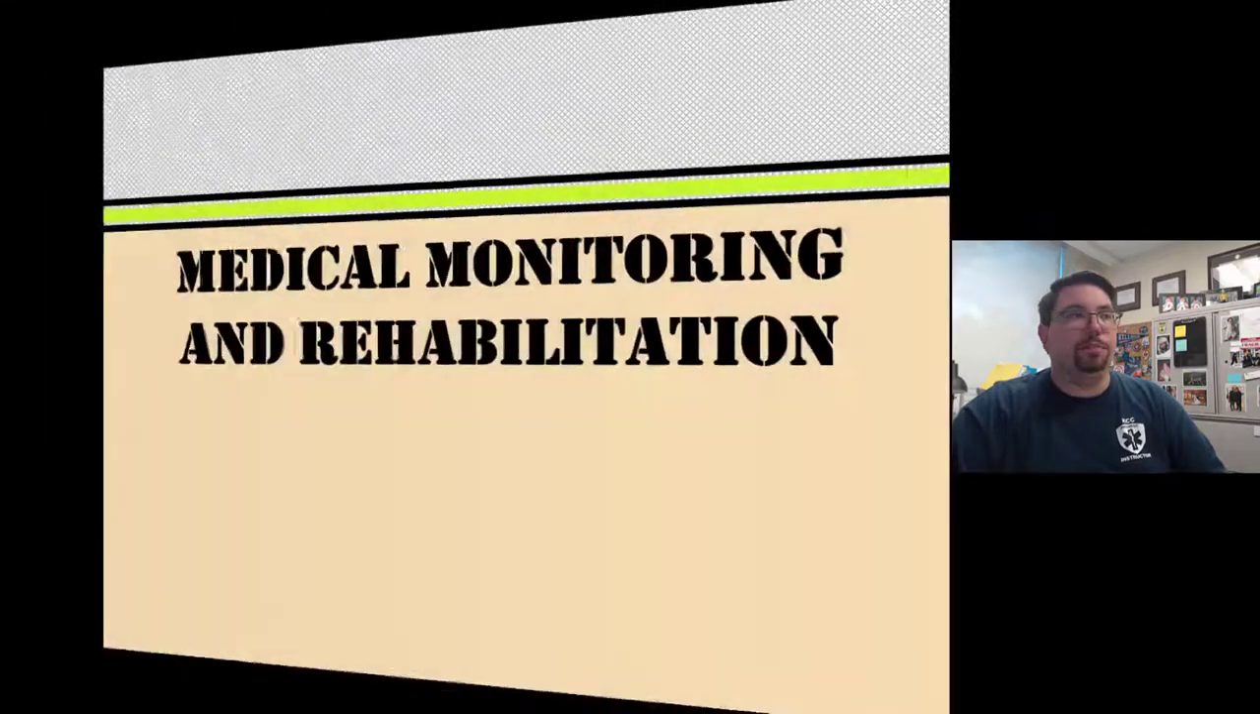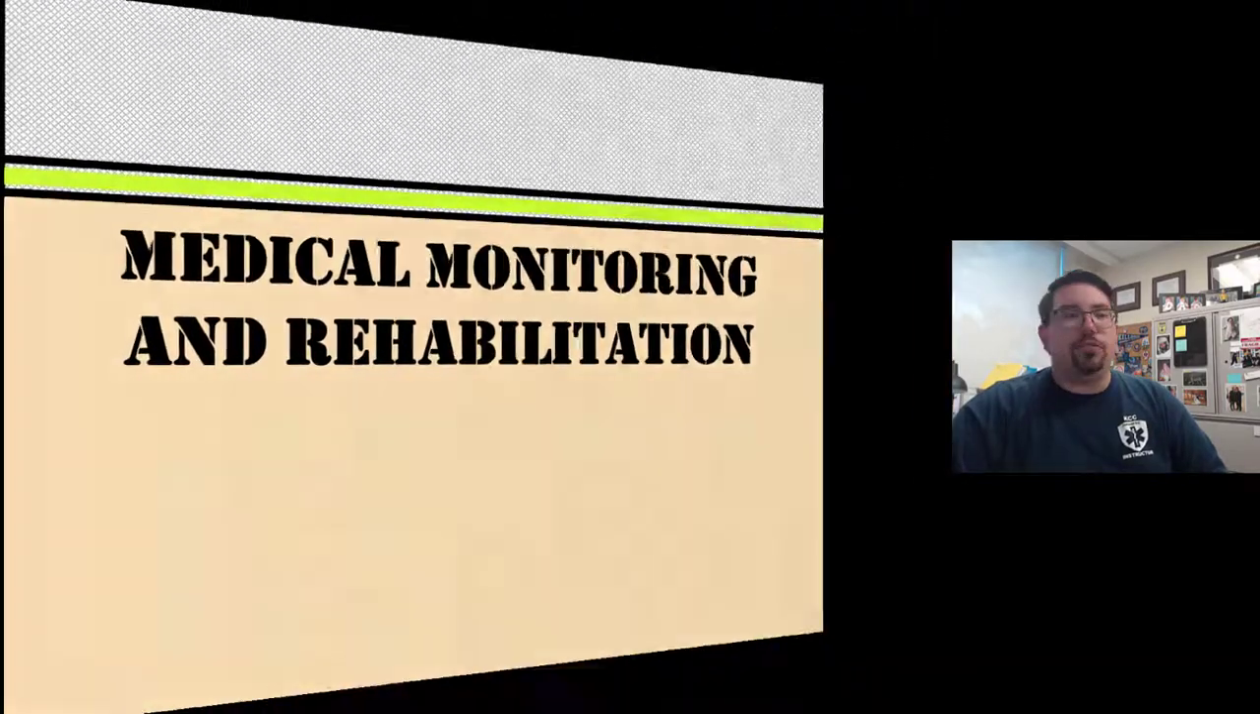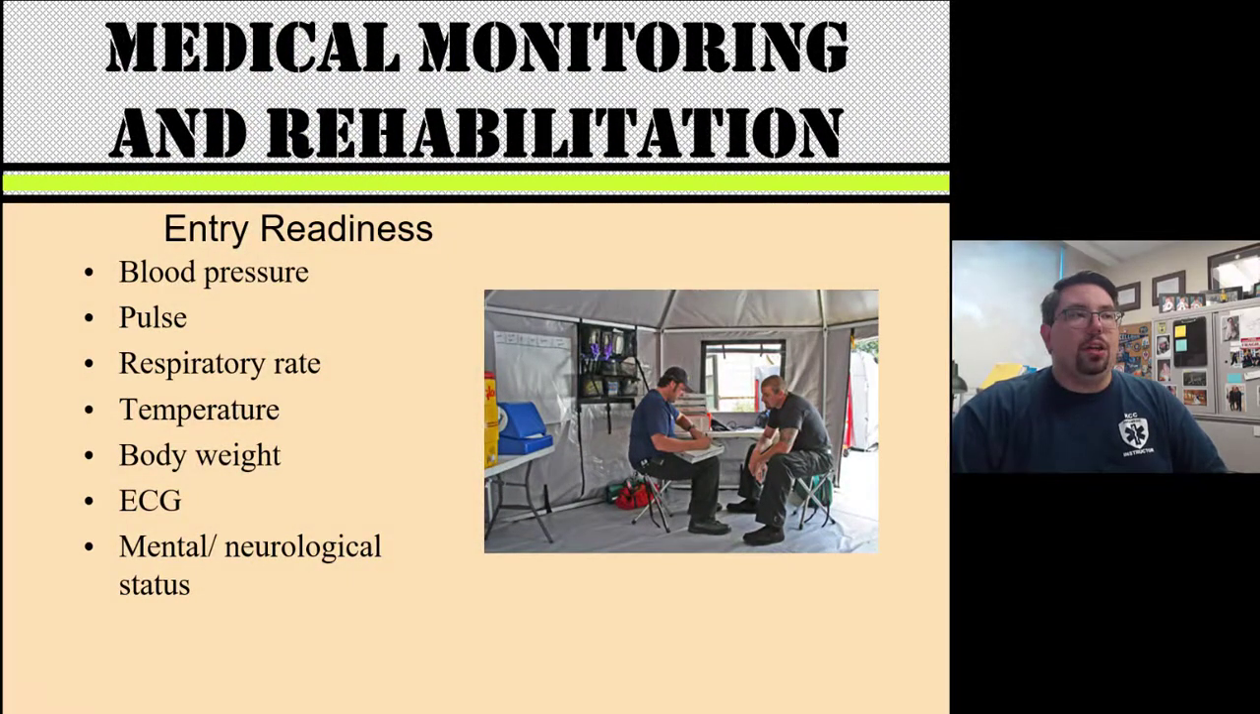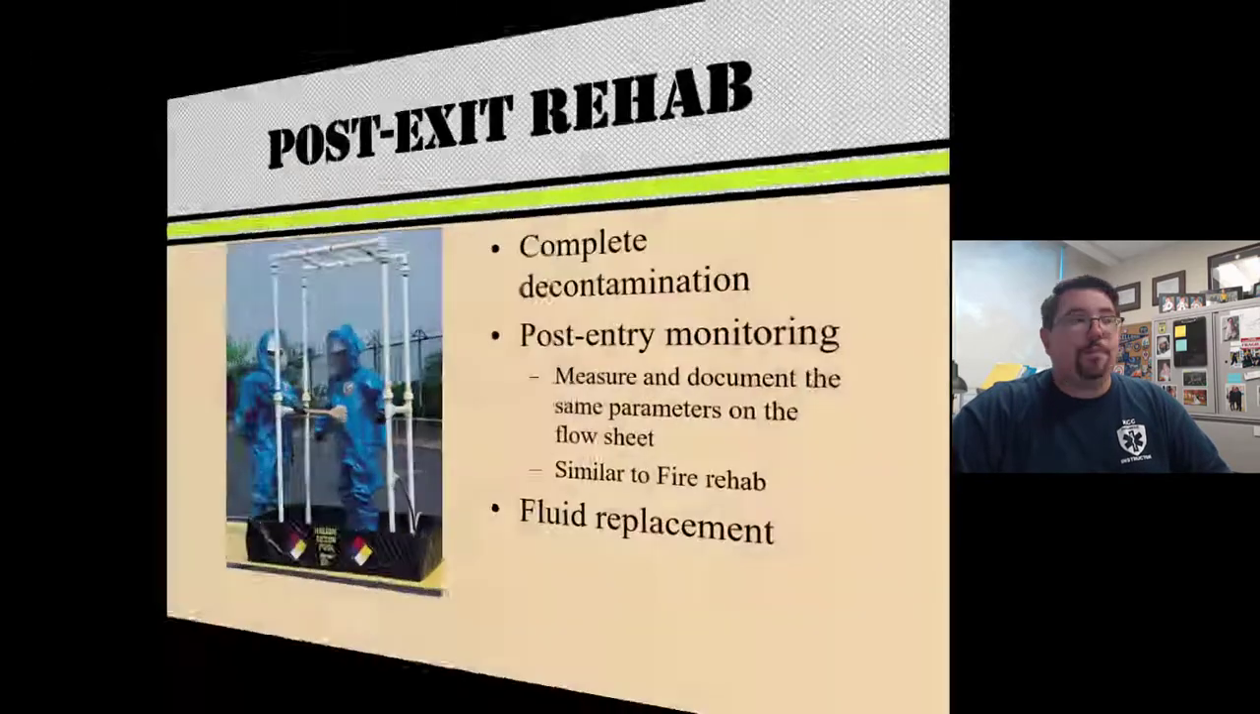For medical monitoring and rehabilitation, we want to make sure that the folks are ready to go into a hazmat scene. We must recognize that a hazmat scene can go on for a very long period of time. So we want to make sure that folks are ready to enter. We should be obtaining a full set of vital signs to include blood pressure, pulse, respiratory rate, temperature, body weight, especially for patients who are going to be losing weight from water weight, ECG, and mental and neurological status.